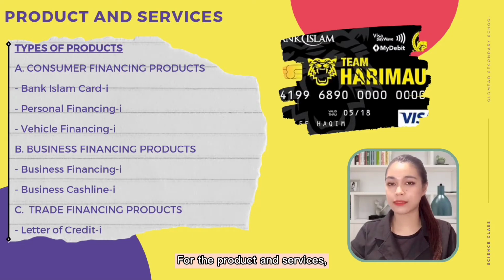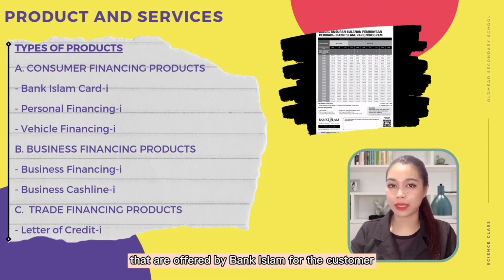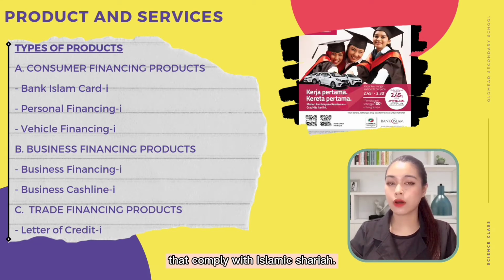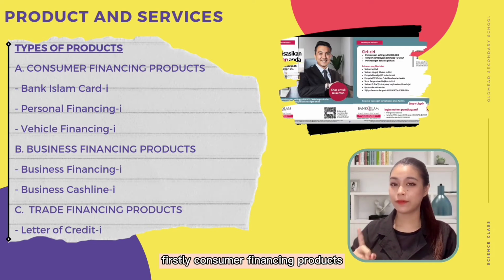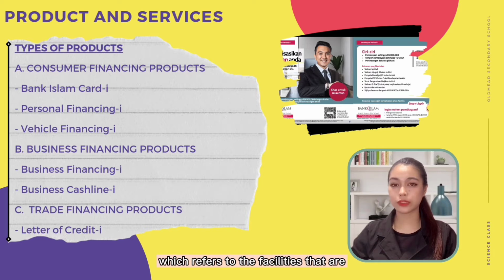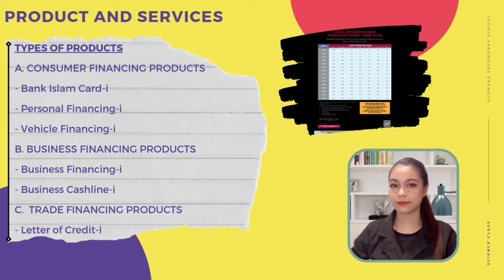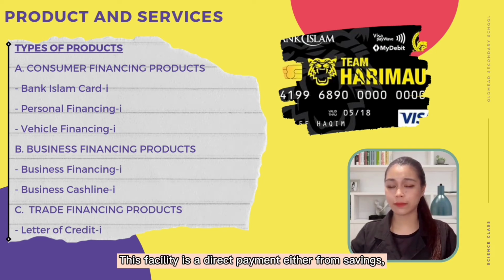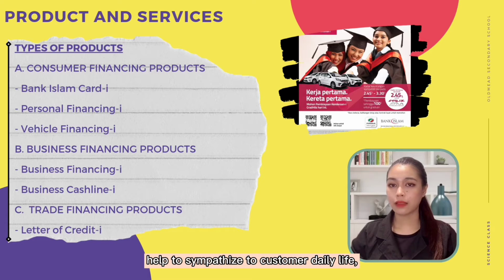For products and services, there are various products and services offered by Bank Islam to customers that comply with Islamic Sharia. So let me start with products. Firstly, consumer financing products, which refer to facilities specific to the needs of consumers, such as the Bank Islam Card. This facility is a direct payment either from a savings, current, or Al-Alfa account. These contactless payments help to simplify the customer's daily life.